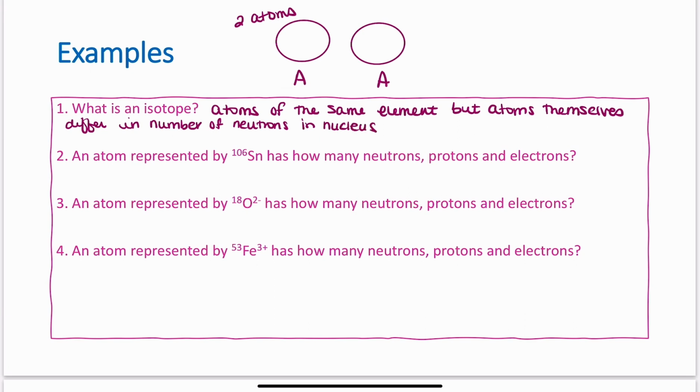What that does is it causes the atoms to have a different mass than one another because they have a different number of neutrons. And remember, neutrons and protons each weigh about 1 AMU, whereas electrons are 1/2000.